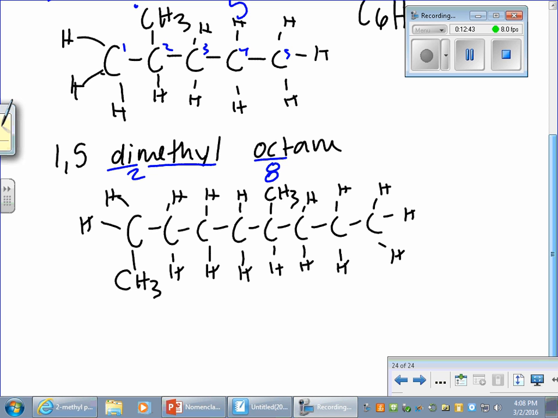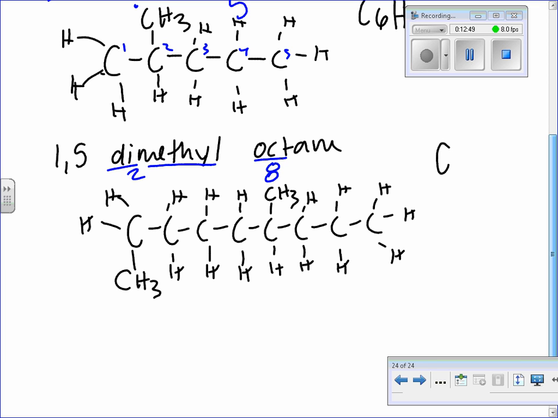Okay, sorry, so there's all your hydrogens. Alright, now we just have to count. We know we have 8 plus 2 carbons because of the 2 functional groups, so we have 10 carbons. And then we're going to count our hydrogens, and we have 22.